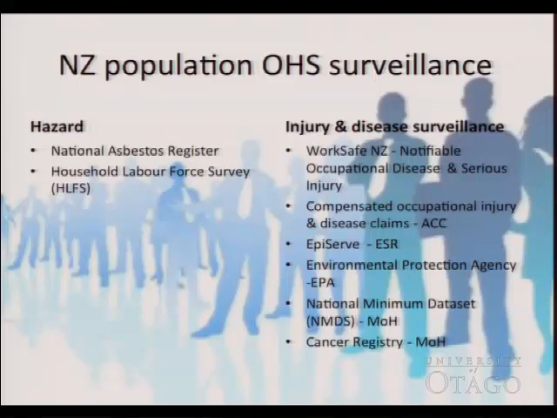In terms of injury surveillance, our main systems here are provided by WorkSafe New Zealand, which looks at notifiable occupational diseases and serious injuries, and ACC, which looks at the compensated occupational injury claims and the disease claims as well. They're our main forms, and that's supplemented by some hazardous substance exposure monitoring and some cancer registry data as well.